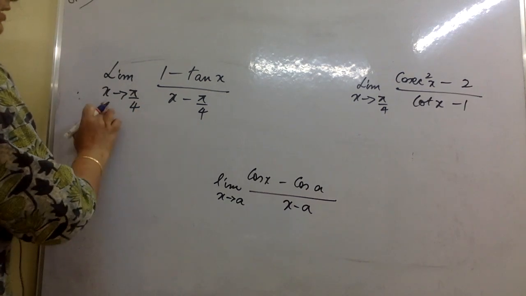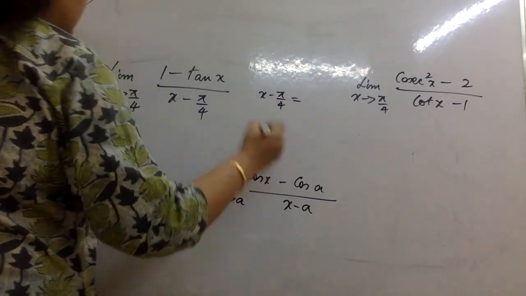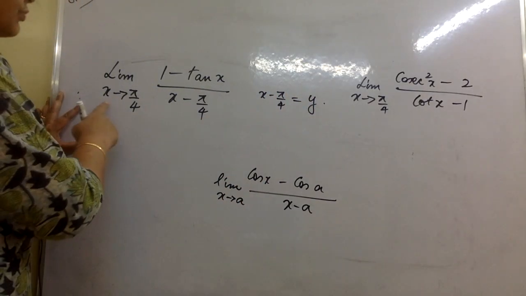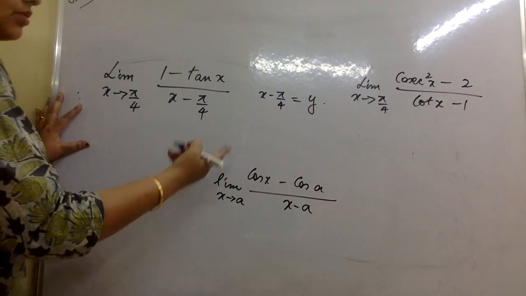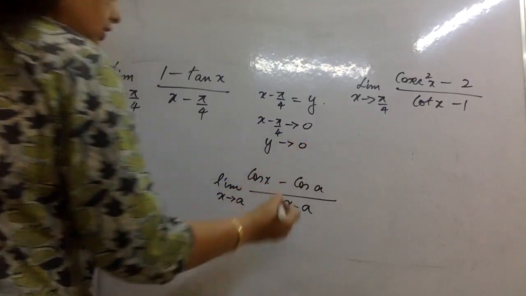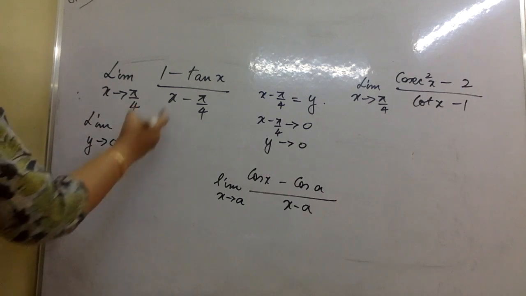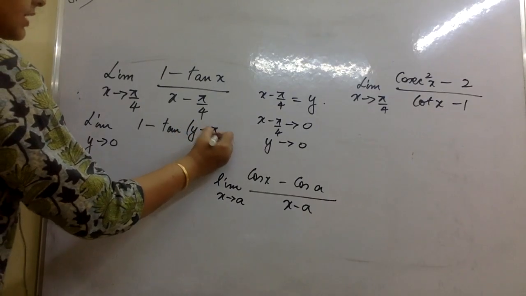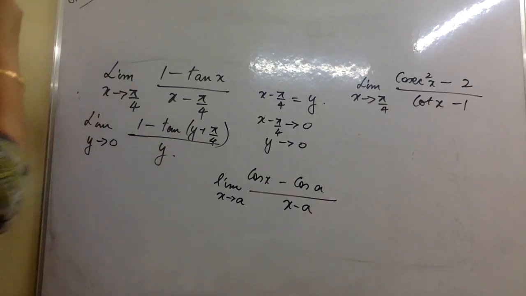Now whenever you are given a question like this, where there is no 0, we will take x minus pi by 4 is equal to y. Then here we'll put y, because if x tends to pi by 4, x minus pi by 4 is 0. So if x minus pi by 4 tends to 0, then y also tends to 0. So here we will write limit y tends to 0, and 1 minus tan of (y plus pi by 4) coming from here, and here y. This is our sum.